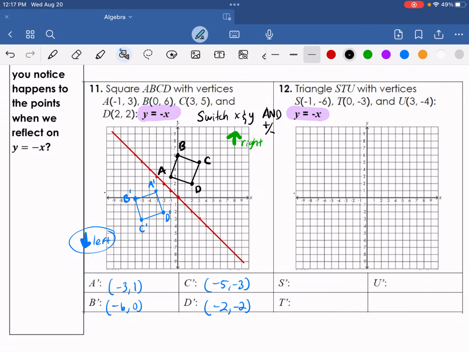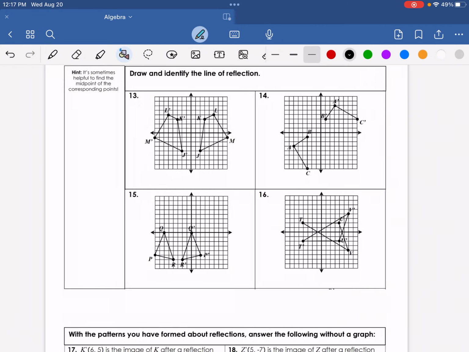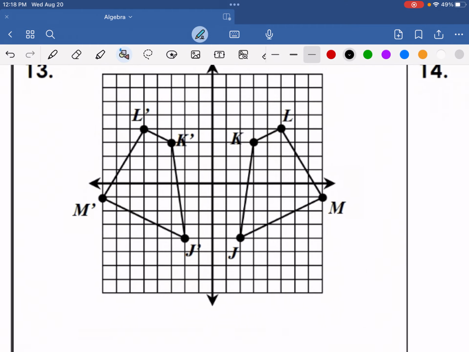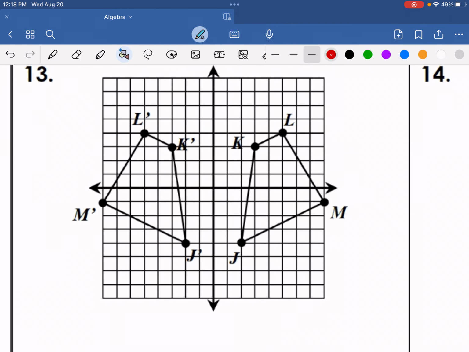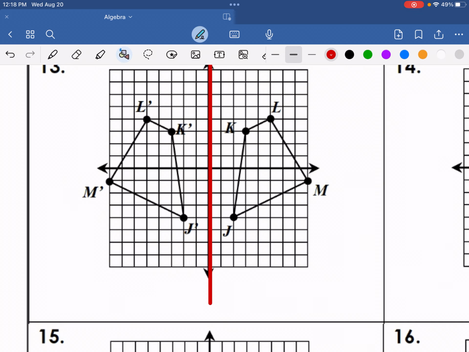So for the back, you should be able to finish it. You guys are just drawing the line of reflection and identifying. So it means like, hey, where do you have to fold it? Where do you have to reflect it so that they match? On this one, we should be writing right here in the middle. That is where you would have to fold it so that K will land on top of K prime and L on top of L prime. So you drew it, but now you have to identify it.